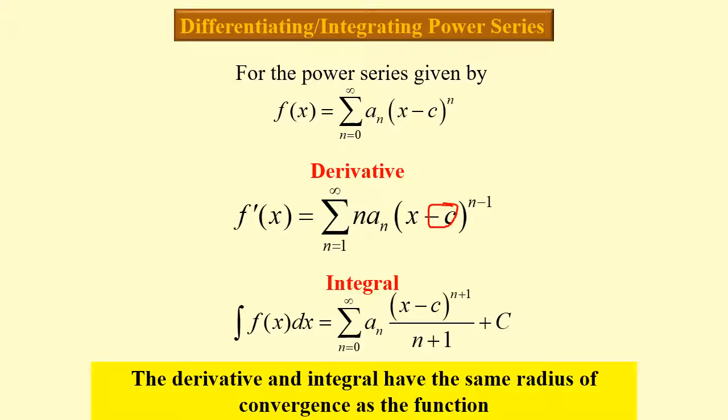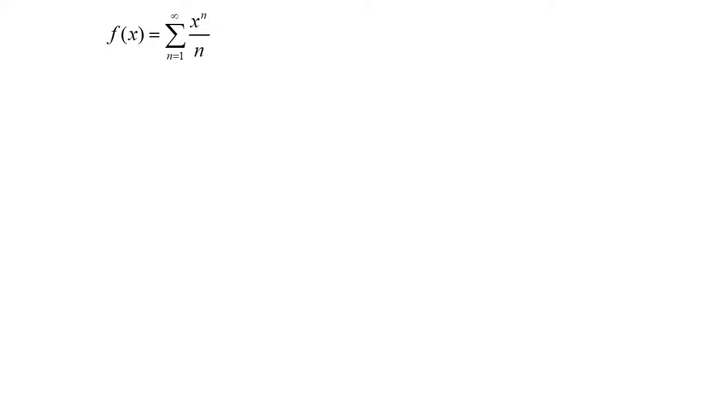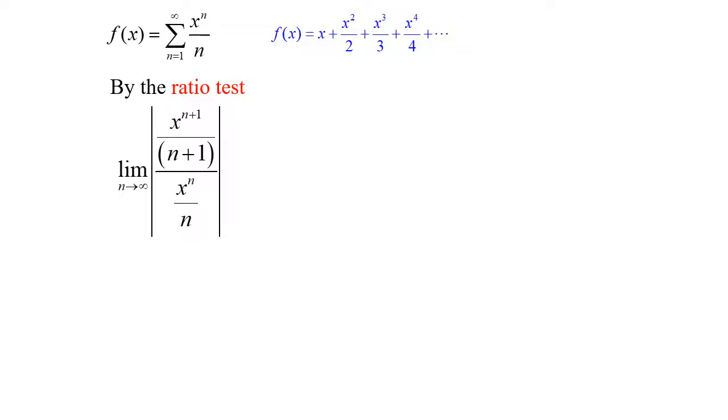Notice that we're saying that the radius of convergence for derivatives and integrals are the same as the radius of the function, not the interval. So if we take this power series, here's what a few of the terms would look like to help you get a handle on what we're doing. We can determine by the ratio test the interval of convergence for this. And of course, here's what the ratio test looks like.